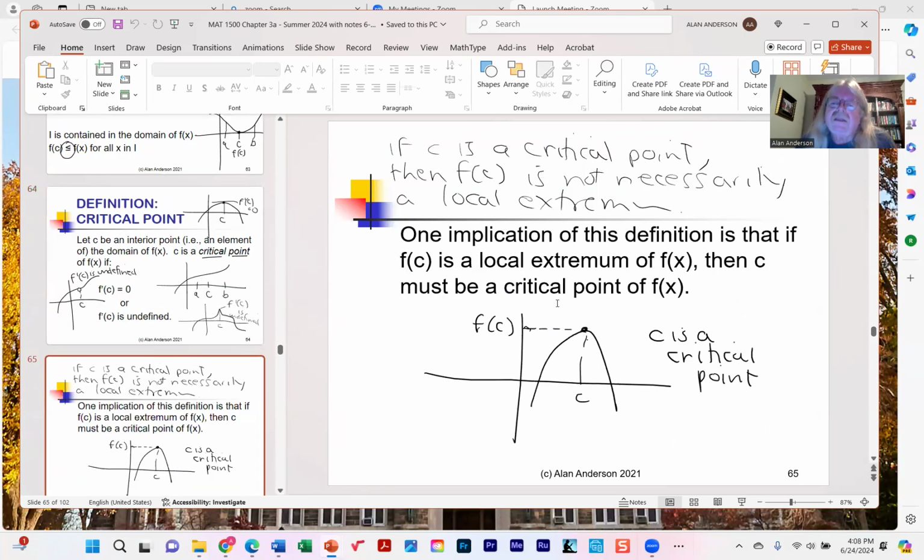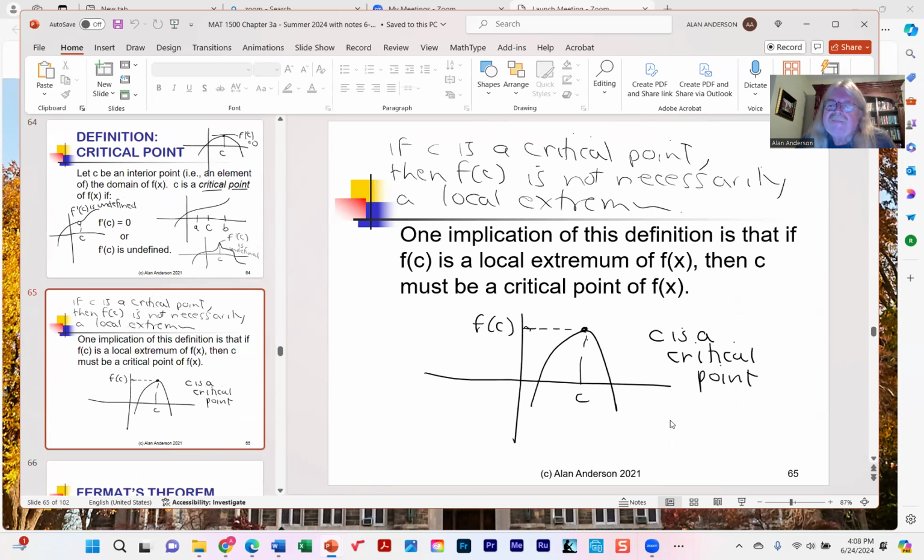So what this leads us to is the idea that if f of c is a local extremum, then c must be a critical point. But if c is a critical point, that doesn't guarantee that f of c is a maximum or a minimum.